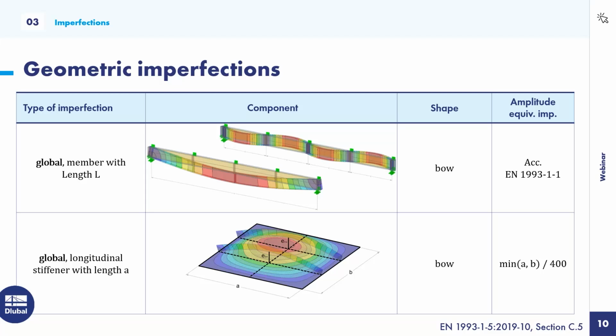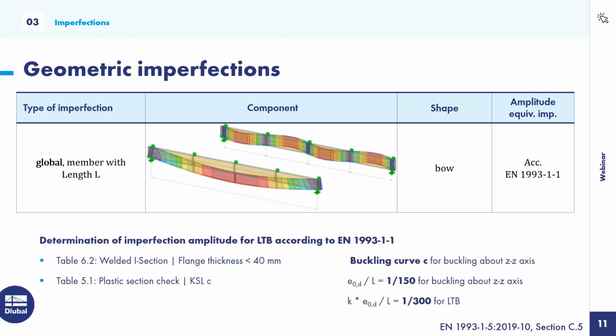And according to Eurocode 3 part 1.1, such imperfection should be defined affine to the imperfection for flexural buckling about the weak axis, but with half the amplitude. So to find the specific amplitude, we go to Eurocode 3 part 1.1, check table 6.2 to see what buckling curve we actually have for buckling about the weak axis. And in our case, we would find that we have a welded I-section with a flange thickness less than 40 millimeters, and we would choose buckling curve C.